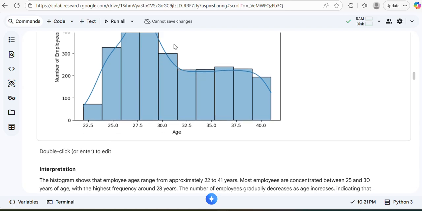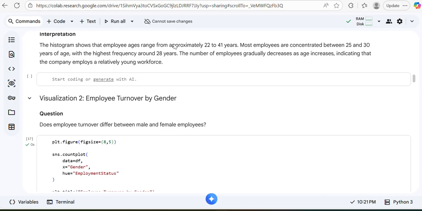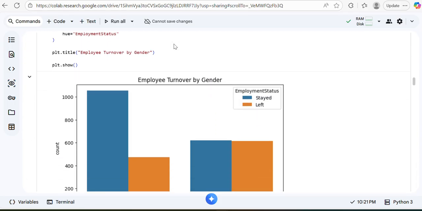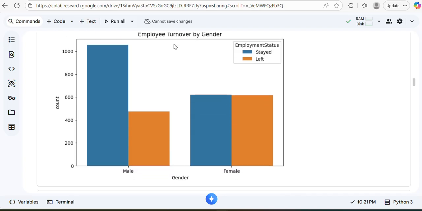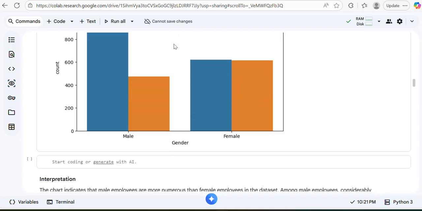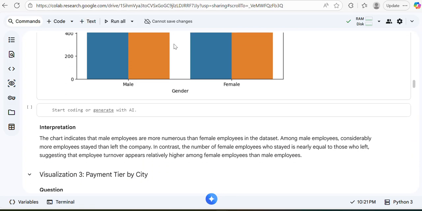The third visualization examined payment tiers across different cities. I found that payment tier 3 was the most common salary level in all cities, with Bangalore having the largest number of employees in this tier. Overall, this visualization helped me identify important patterns before conducting formal statistical analysis.